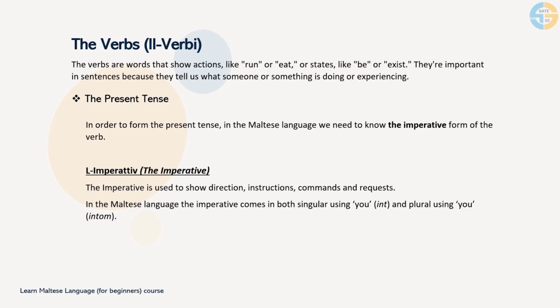In order to form the present tense in the Maltese language, we need to know the imperative form of the verb, which is very important. So, that is the first step. Let's see what the imperative is. The imperative in Maltese is called l-imperativ. So, what is the imperative used for?